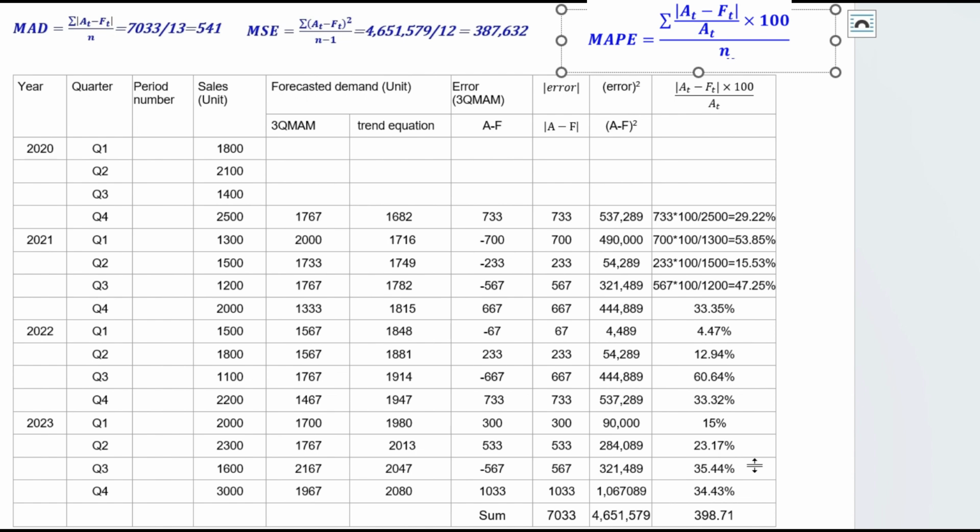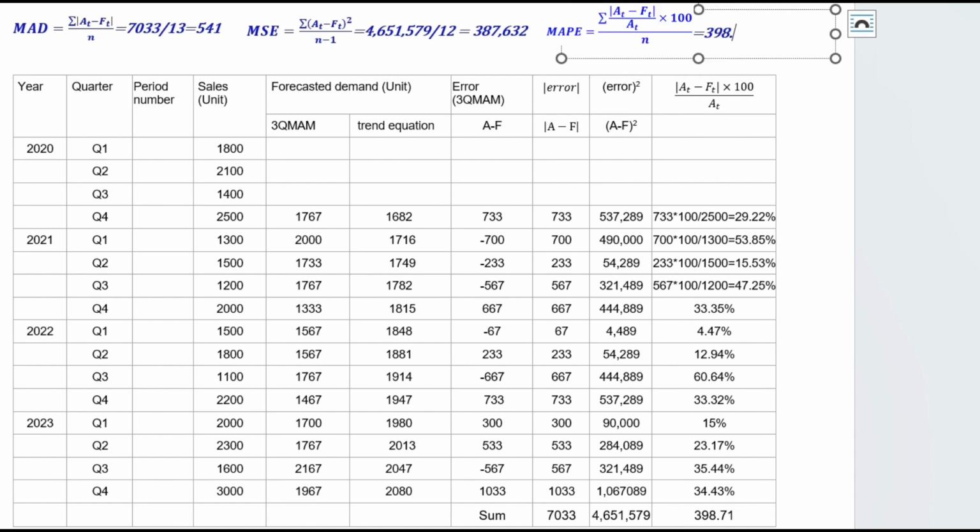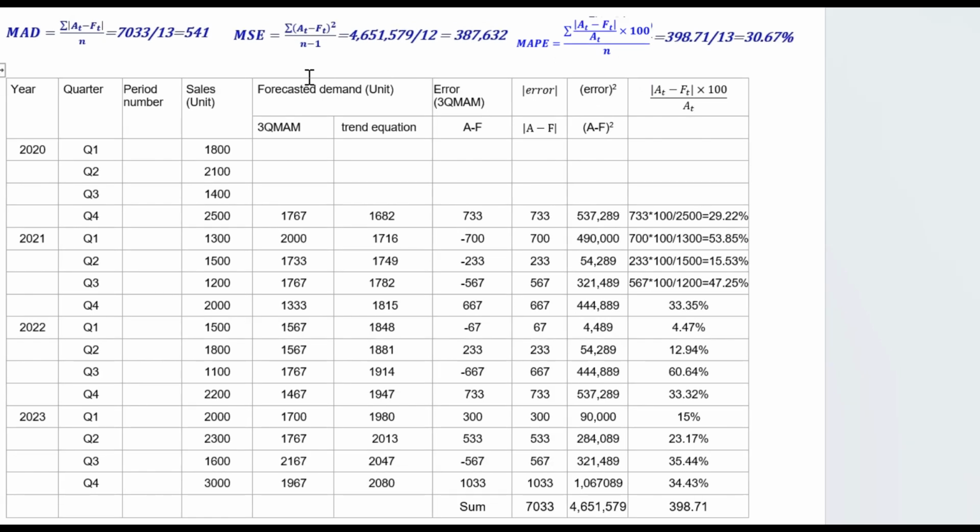The last forecasting accuracy measure, which is MAPE, is equal to the summation of the percentage of the error divided by n. The summation is 398.71 divided by n, which is 13. And this is equal 30.67.